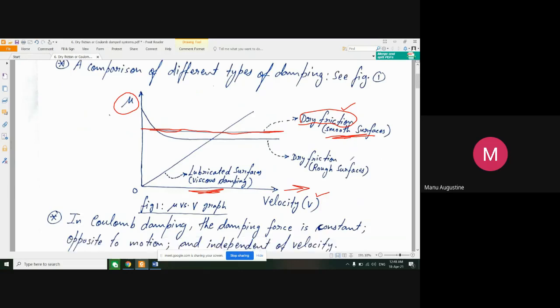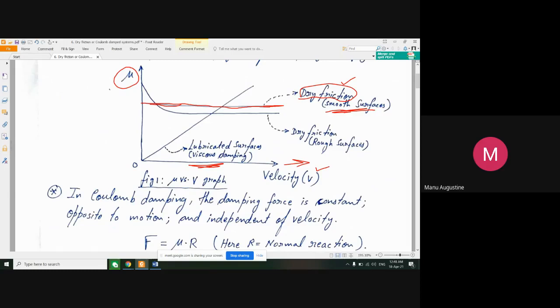Now, a small difference can be observed if you have a rough surface. A rough surface, when microscopically enlarged, you will see that there are a lot of unequal ups and downs on the surface like this.